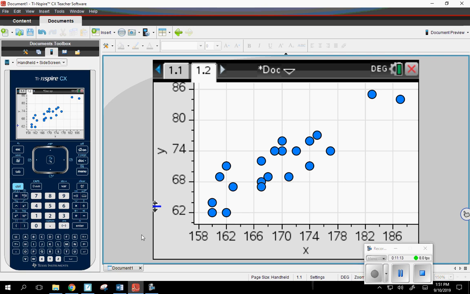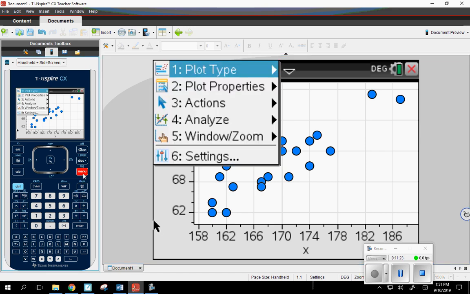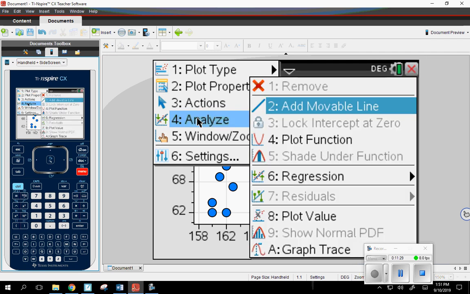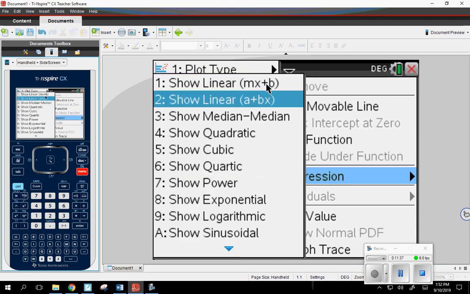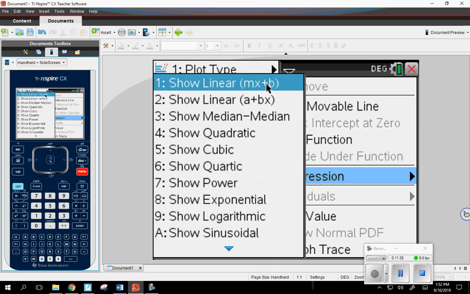Well, now we want to not only see the trend line, the line of best fit, but we also want to have it calculate that equation for me. So I'm going to go to Menu. Does anybody think they know where to go? Analyze. Anything look familiar? Regression. See, that's another one of the terms we use to describe this. So analyze, regression, and you're just going to choose the first one. Show linear mx plus b.